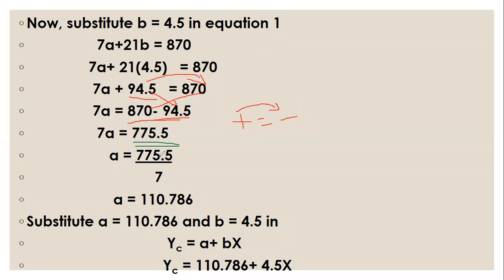Then a is equal to 775.5 by 7. So your final value of a is nothing but 110.786. So using the equations, first we found the value of b and then we found the value of a. Any doubts until here? Did everyone understand?